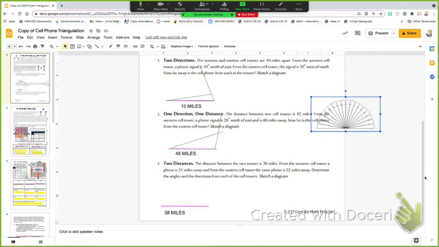Okay, so let's look at number 2. The distance between the two towers is 38 miles. From the western cell tower, a phone is 21 miles away, and from the eastern cell tower, a phone is 52 miles away. Determine the angles and the directions. So when it says the direction, that means, is that angle 20 degrees north of west? Is that 20 degree angle 20 degrees east of north? What is the direction?